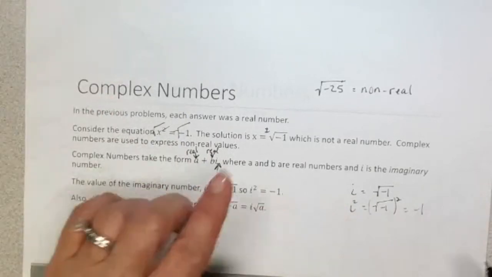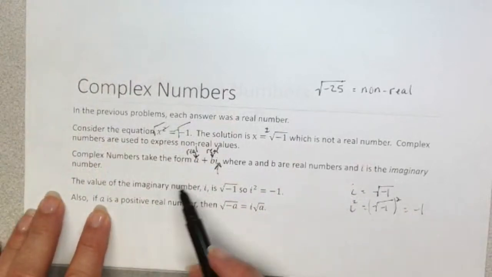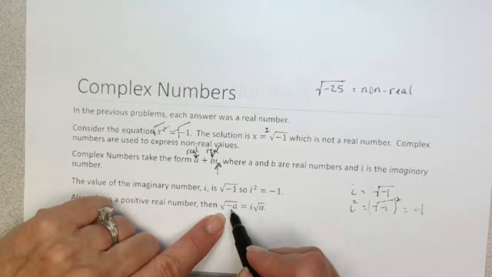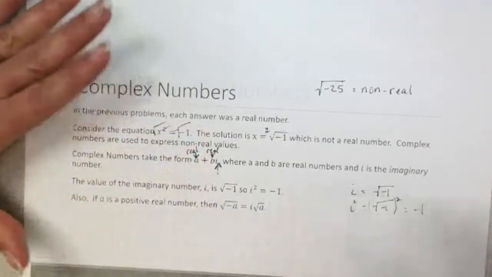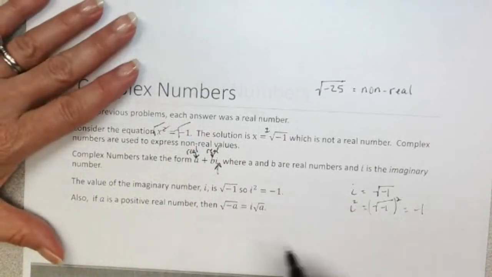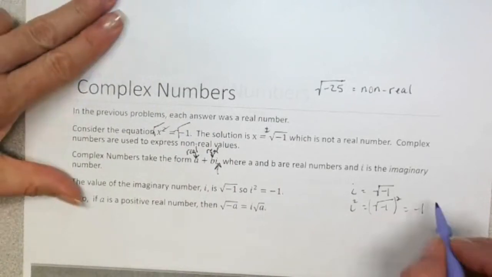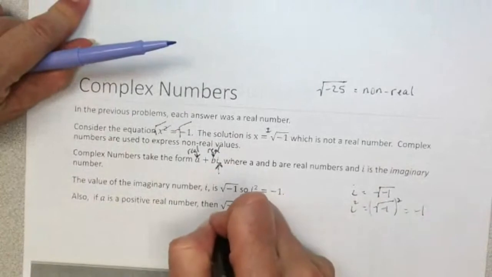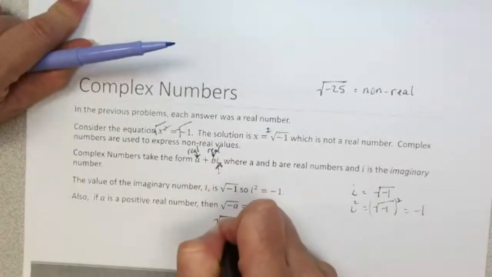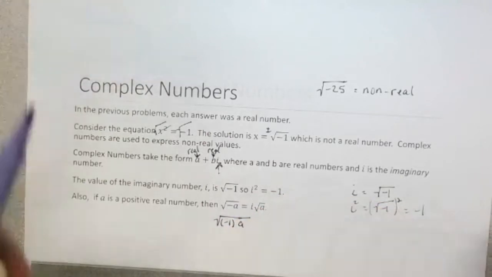It follows then that if we have some real positive number a, the square root of negative a equals i times the square root of a. Why would that be true? Well, we know that i squared is defined as negative 1, right? So if we make a substitution, we could write the square root of negative a as the square root of negative 1 times a, right? That's the same as negative a.